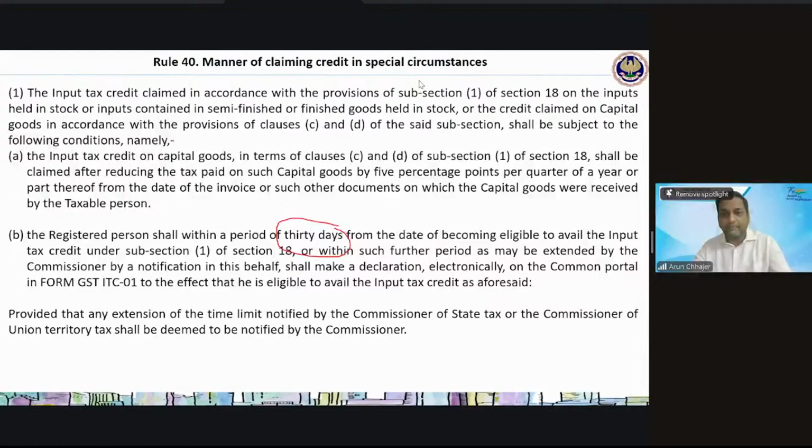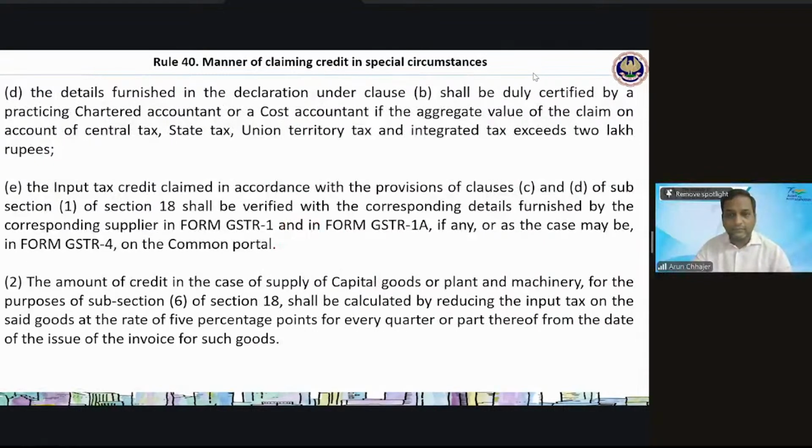Fine. Now you have asked the timeline for ITC 01. That is 30 days. Now the detail. Okay, got it. The ITC claim in accordance with clause C and clause D shall be verified with the corresponding detail furnished by the supplier either in the GSTR 1 or 1A or GSTR 4 on the common portal.